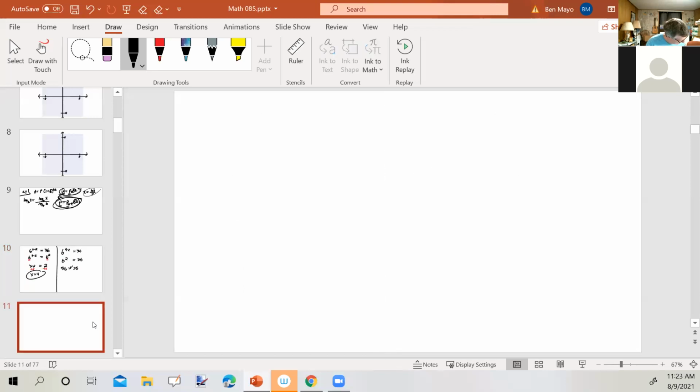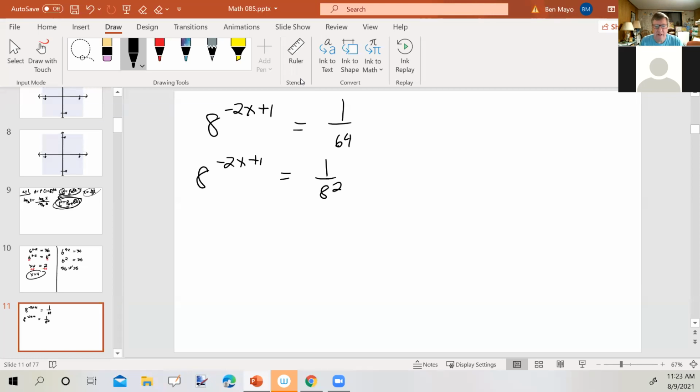All right, let's take a look at this one. 8 to the negative 2x plus 1 power equals 1 over 64. Well, I can take 1 over 64 and write it as 1 over 8 squared. But I can take 1 over 8 squared and write it as 8 to the negative 2 power in the numerator. So now I have 8 to a power equals 8 to a power. So the exponents are equal. So we form an equation using the exponents once we have the bases the same.